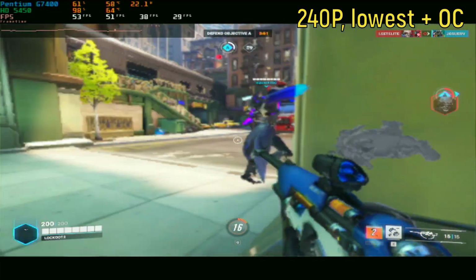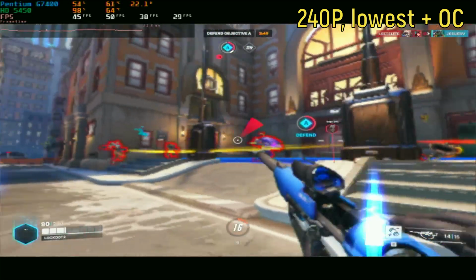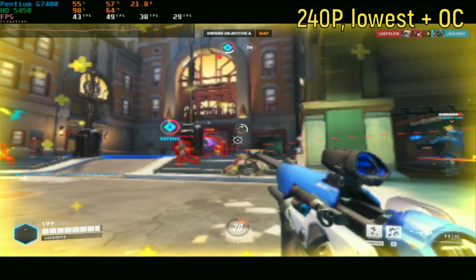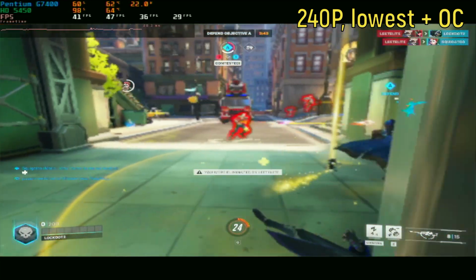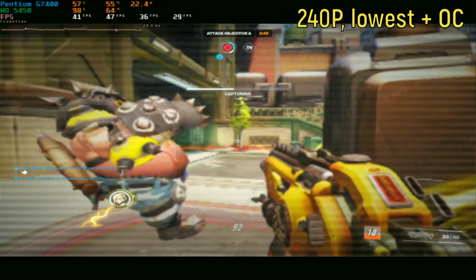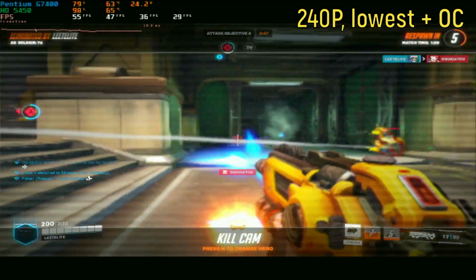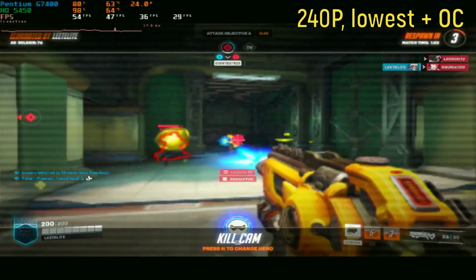So, is it worth going down this low? Not really, but the delay between you moving your mouse and clicking and whatnot is pretty much gone though, so that is a plus. It is a lot more playable in that regard, but you just can't see anything you want to shoot now.